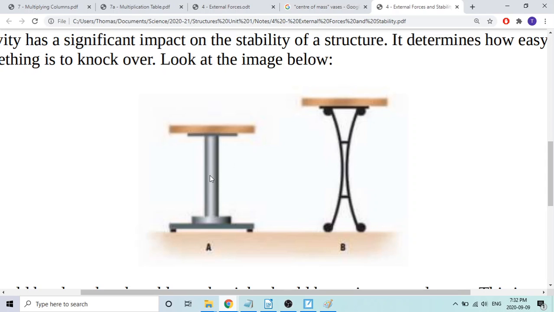So if we think about it, which of these is going to be easier to topple over? Is it going to be the one on the left, or the one on the right? If you just think about these two tables, you push this one, it's not going to be as easy to knock over as this one is. This one is more stable in part because its center of gravity is closer to the ground and it has a larger base. This one, the center of gravity is higher and the base is small, so it's easier to knock over.